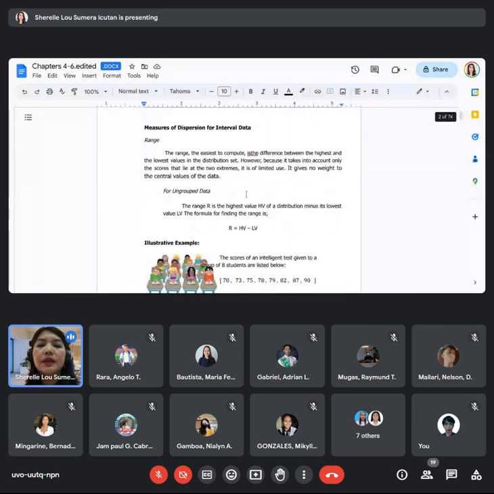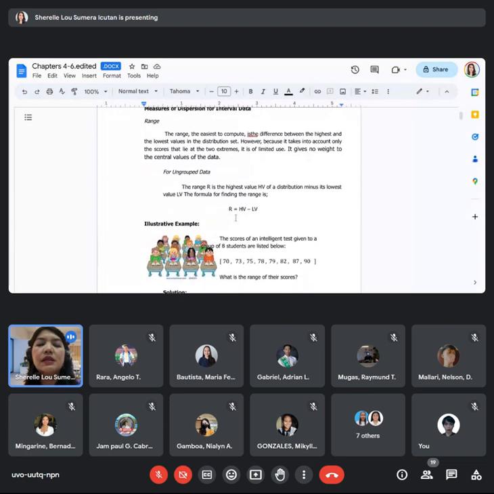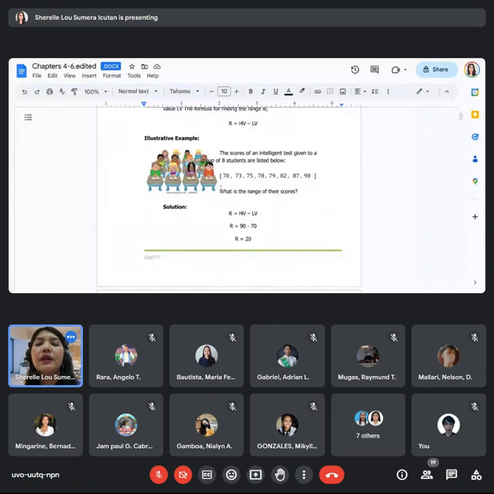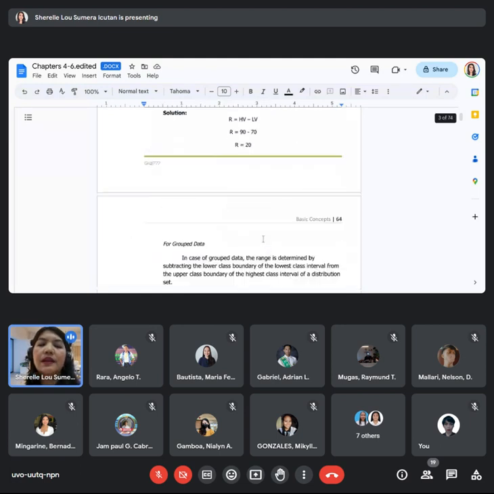So what are the measures of dispersion? The first one is the range. Of course, you already know this. It's the highest value minus the lowest value. If you have ungrouped data, you just look for the highest value. For example, in this illustrative example, your highest value is 90, your lowest value is 70. So 90 minus 70, your range is 20.